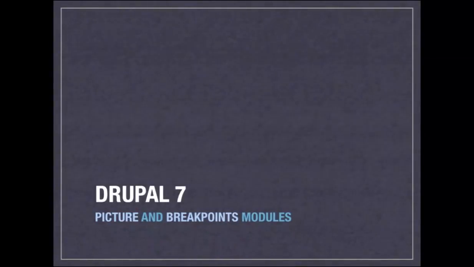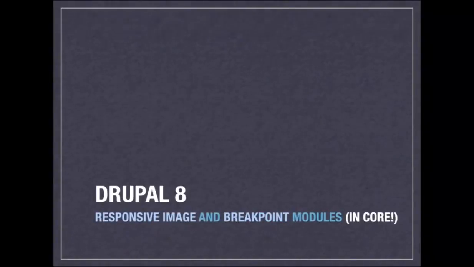With Drupal 7, there's a couple modules that you need. It's the picture module and the breakpoints module. And we're going to talk about those at the end here as to how you use those to make all the markup happen. In Drupal 8, we've got this built into core now. And the picture module is called the responsive image module. The breakpoints module is called the breakpoint module. And those are built into core and will take care of some really good things for making this work.